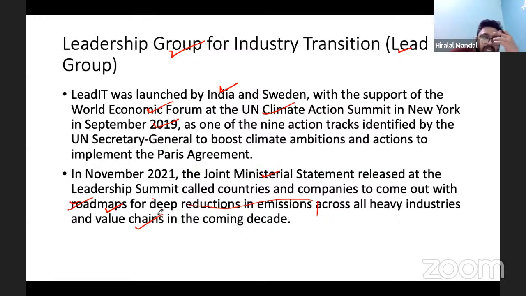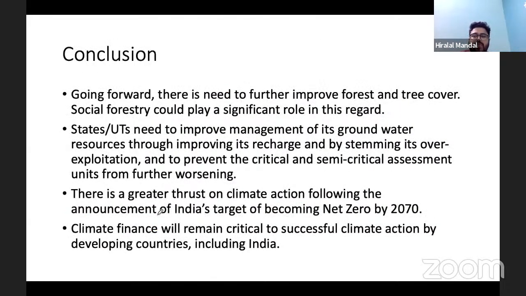So the Leadership Group for Industry Transition basically aims to ensure the transition of industry for reduction of emissions in different countries. That is the objective of the group. So that is what we see.